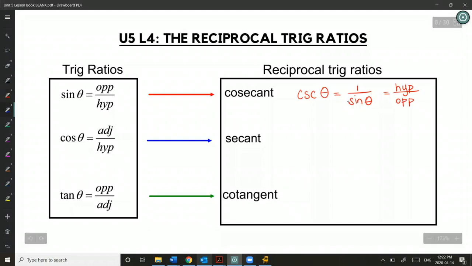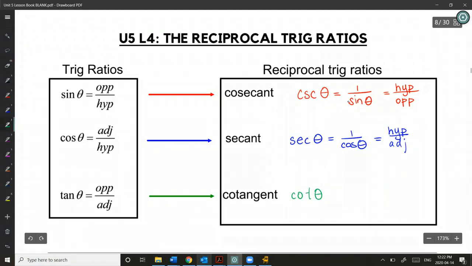Okay, and then the short form for secant is SEC. It is the reciprocal of cosine, meaning that instead of adjacent over hypotenuse, secant is hypotenuse over adjacent. And lastly, we have cotangent. Short form is COT. And it is the reciprocal of tangent, meaning that if tangent is opposite over adjacent, cotangent is adjacent over opposite.